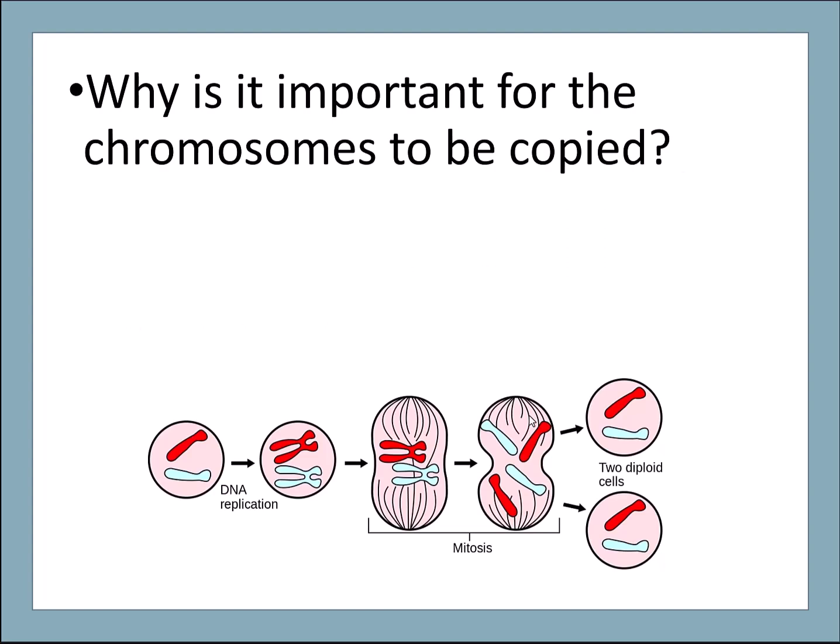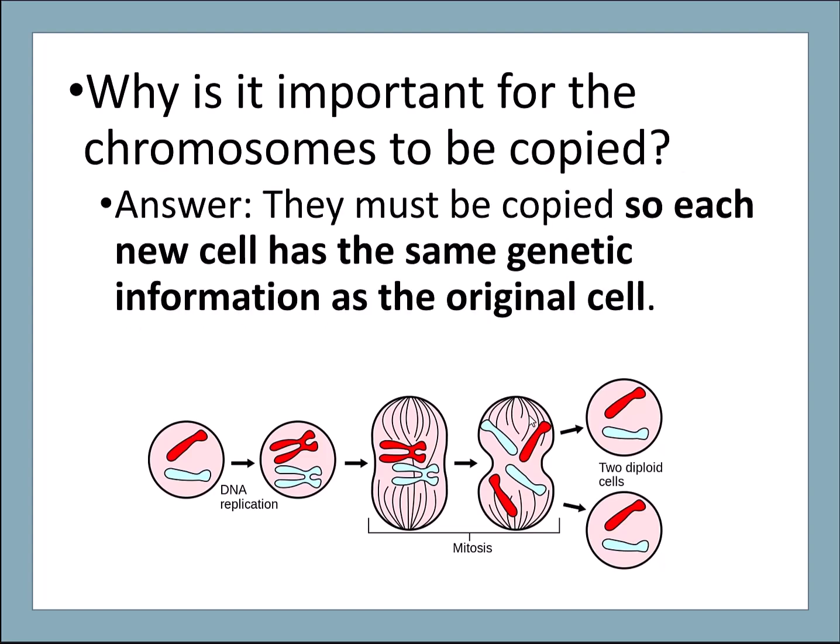Why is it important for the chromosomes to be copied? As I mentioned, they must be copied so each new cell has the same genetic information as the original cell. So in this process of DNA replication here, these are our chromosomes. They double and form those X-shaped structures that we talked about before. And then through the process of mitosis, they're going to split so that each of the two new cells receives a copy.